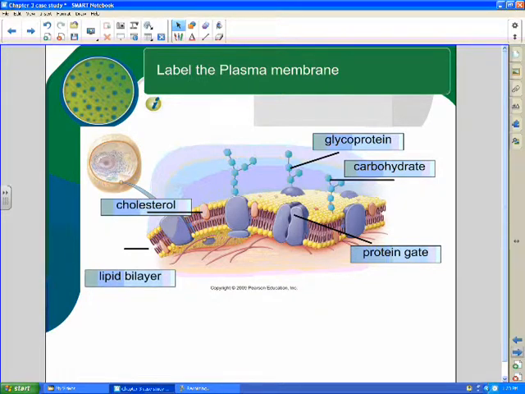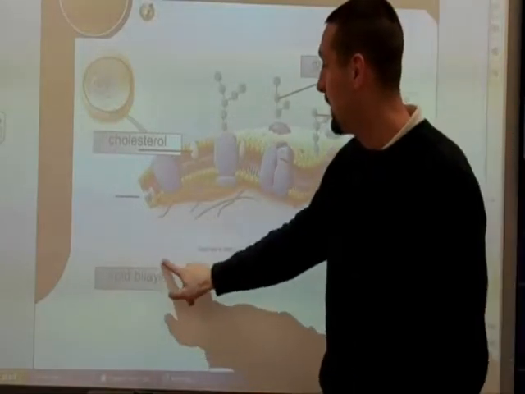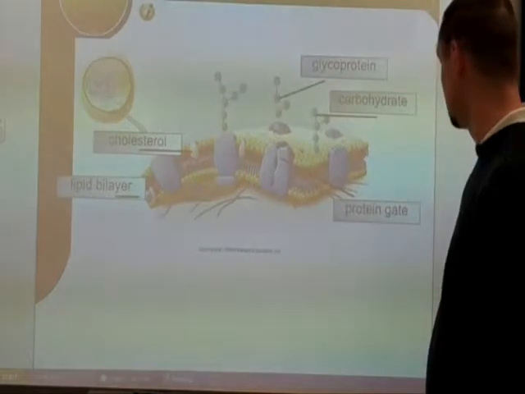So let's label some parts of the cell membrane. Here we have a carbohydrate. It's kind of hanging out here, carbohydrate. Here we have a carbohydrate attached to a protein. That's a glycoprotein. Here we have a protein gate that can allow special things to come in and out of the cell. Here we have some cholesterol embedded in the cell membrane, helping maintain the membrane integrity. Here we have the lipid bilayer, that's 2 layers of lipids.